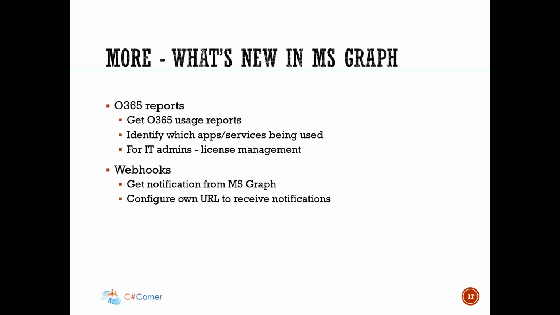Webhook is another feature of Microsoft Graph API. Through webhook you can get notifications of data changes. Instead of you or your application continuously pinging the Microsoft Graph API saying give me some changes, give me some changes, whenever there is any change, the Microsoft Graph API will give you a notification. For that you have to configure your own URL to receive the notification.